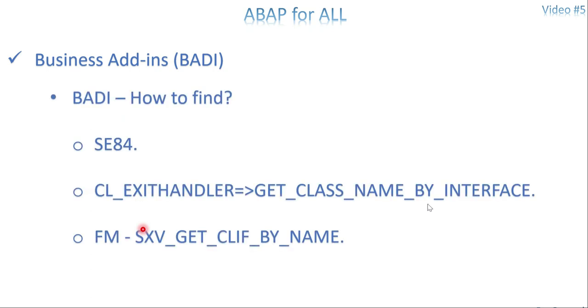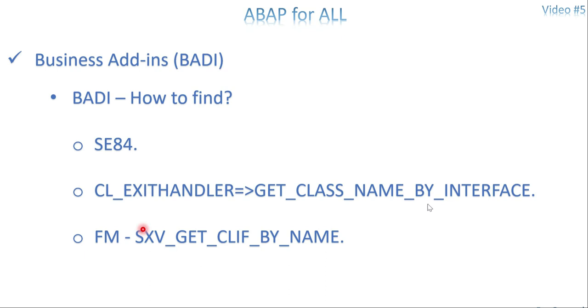And how to find a BAdI. Finding a BAdI is again through SE84. It's a wide open search to find a BAdI. Otherwise, you might be aware there is a standard transaction, and I want to know what BAdI is available when I click the save button.